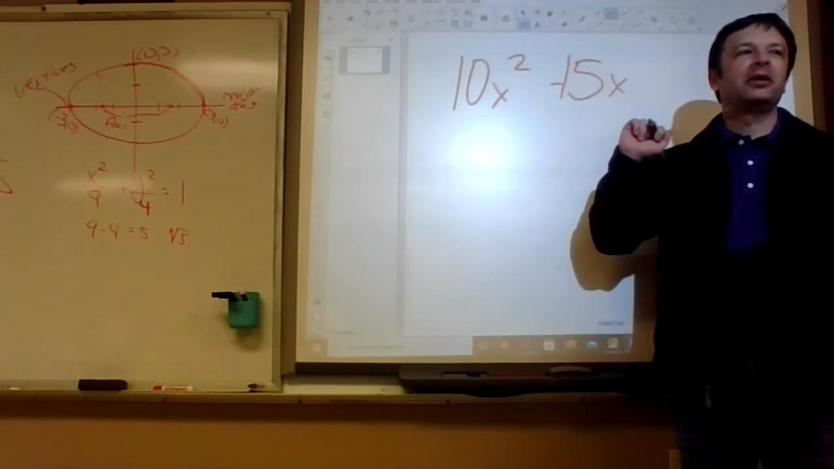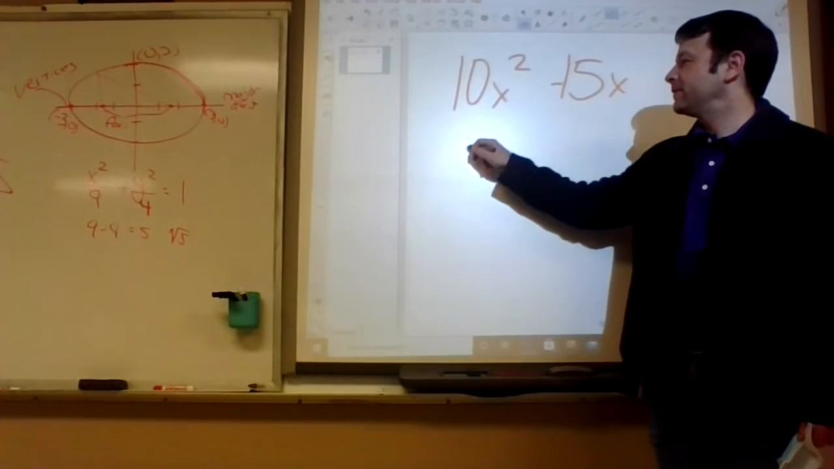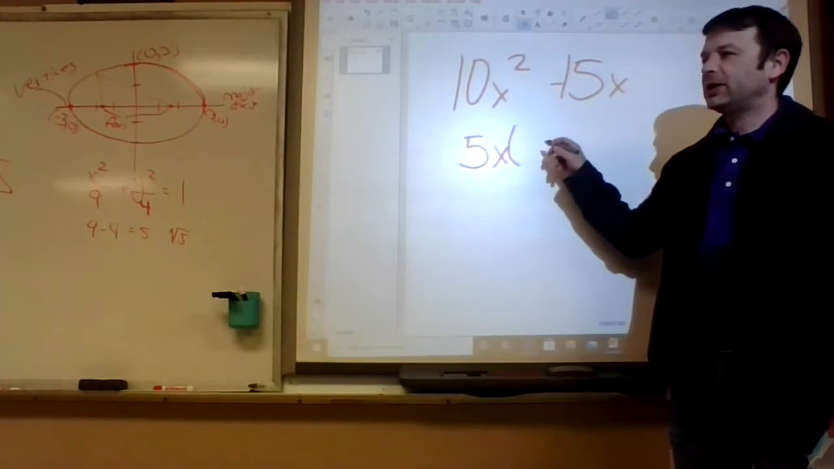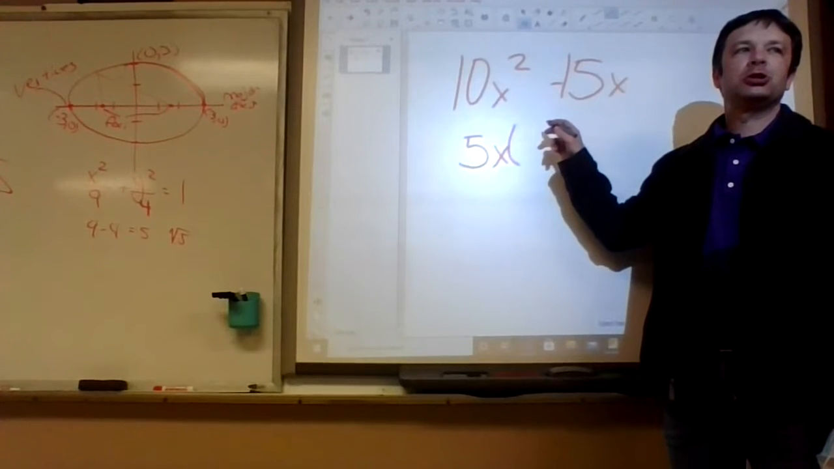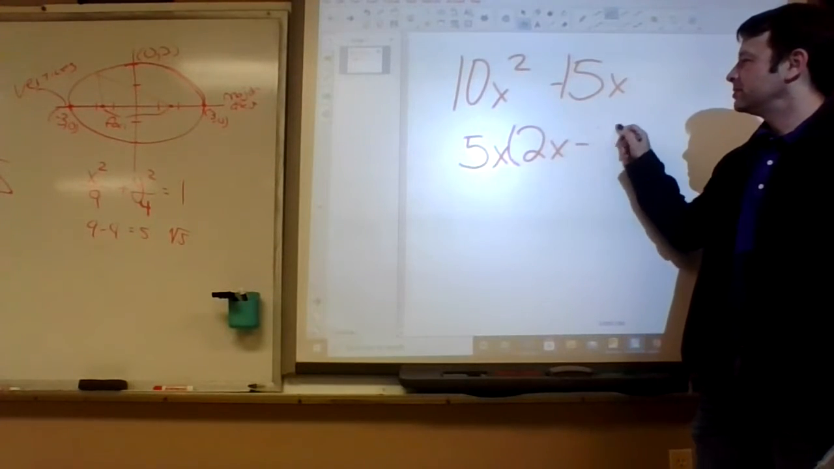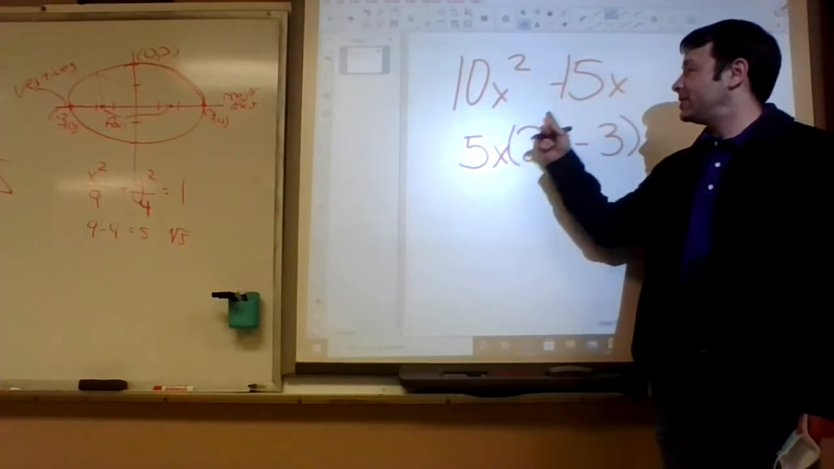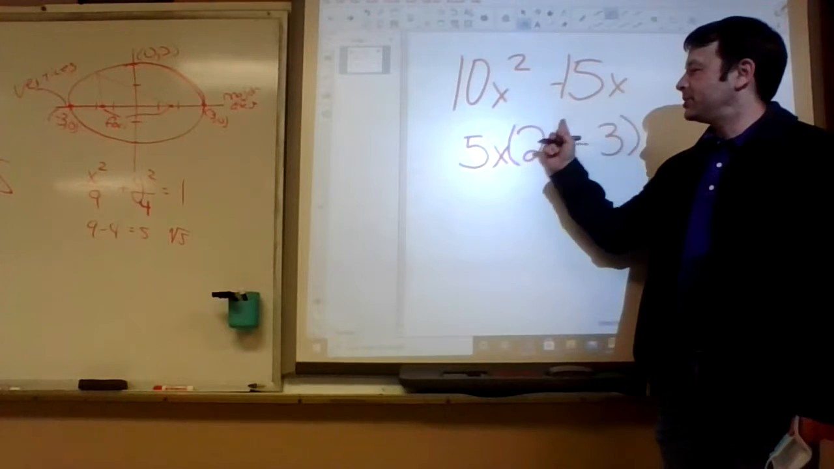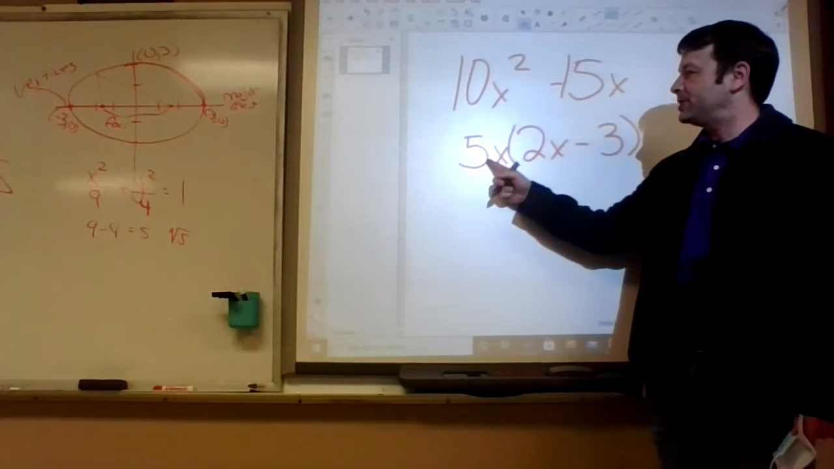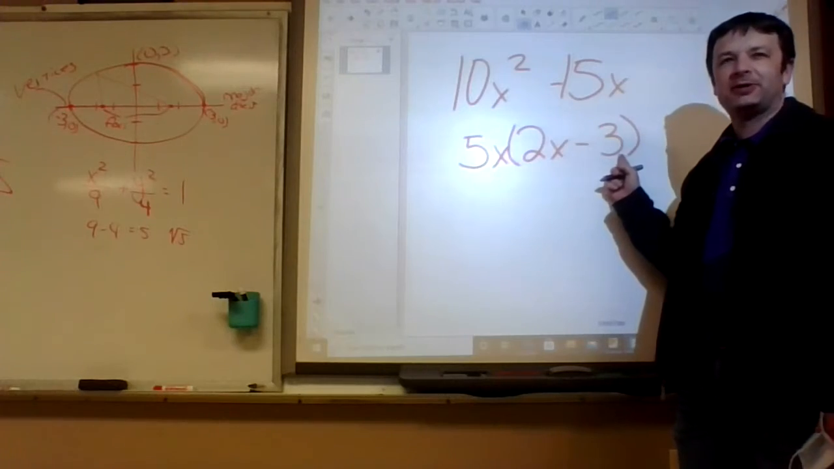2x outside the parentheses? No, not quite. 5x. Okay. In the parentheses is 2x minus 3. Right. What goes into both of these? 10 and 5, 15. 5 goes in. X squared and x, we can take out an x, and then you divide both of these terms by 5x and put it in there. You guys remember that from yesterday?